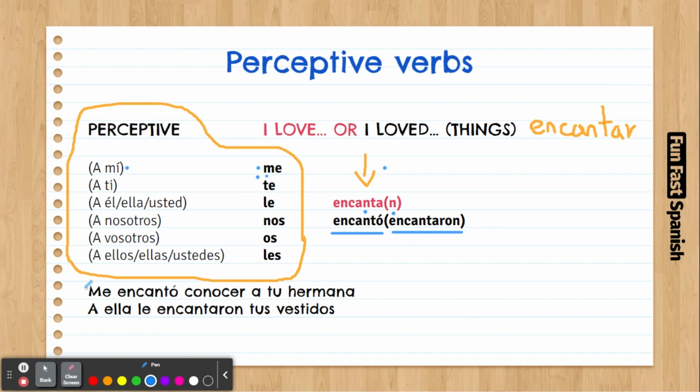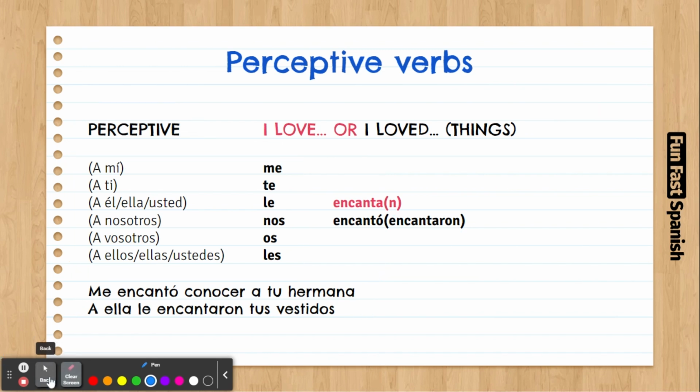So let's have a look at these examples pretty quick. Me encantó conocer a tu hermana. Nice. I loved meeting your sister. Nice. A ella le encantaron tus vestidos. She loved your dresses. Those are the two examples we have here. This is pretty much the same thing. The only difference is that here we're using a different verb, and that will be it. I hope you enjoyed this video.